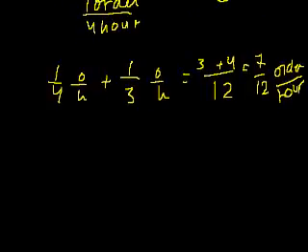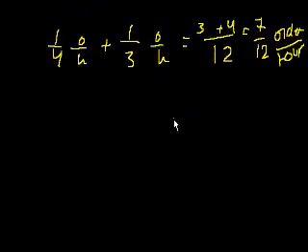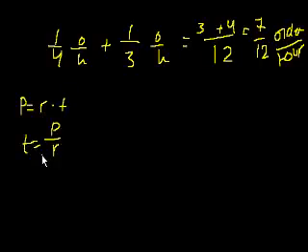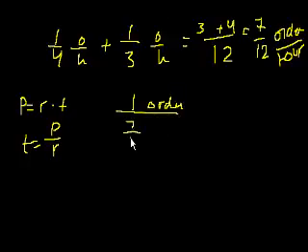And you want to know how long is it going to take them to make one order. So you could think of production is equal to rate times time, and time is equal to production divided by rate. Or if you don't want to think about them, just think, oh, well, if I can make 7/12 orders per hour, if I had to make one order, it's going to be one order divided by 7/12 order per hour.